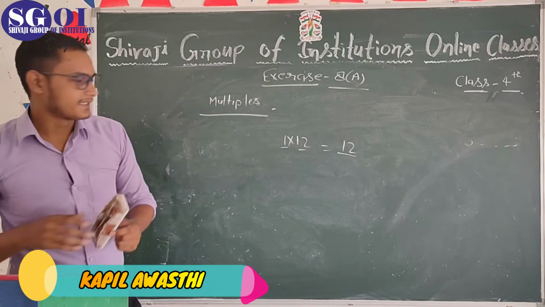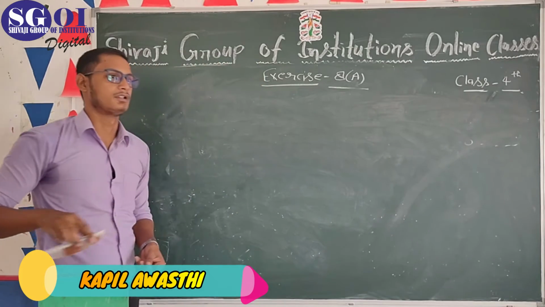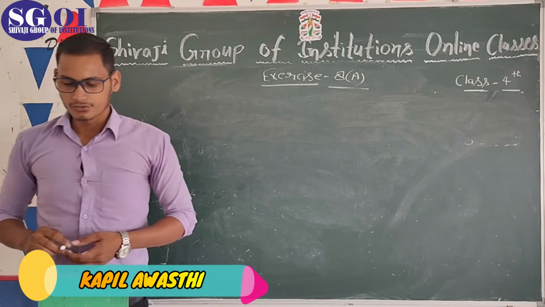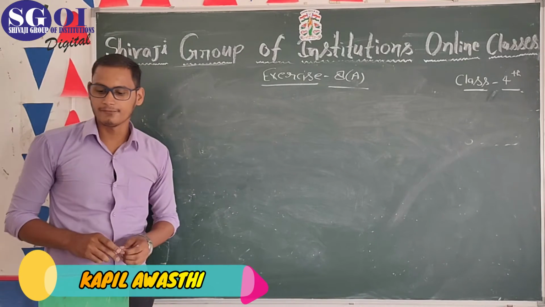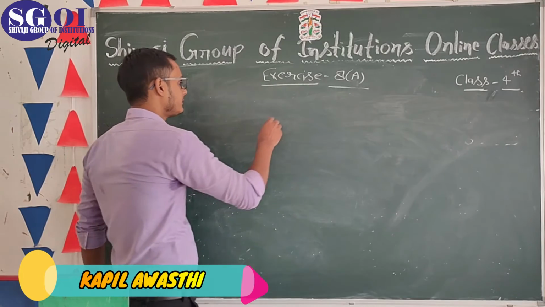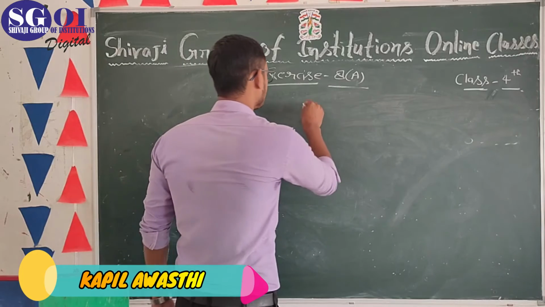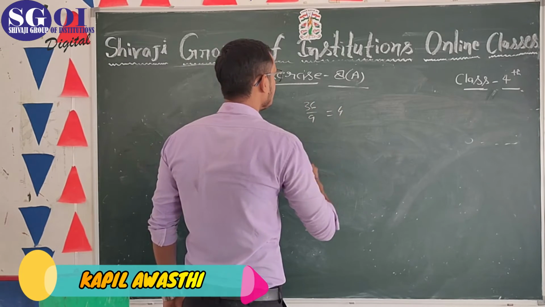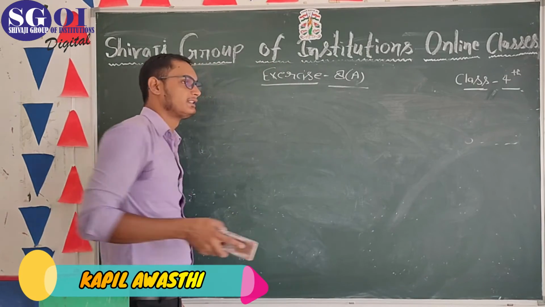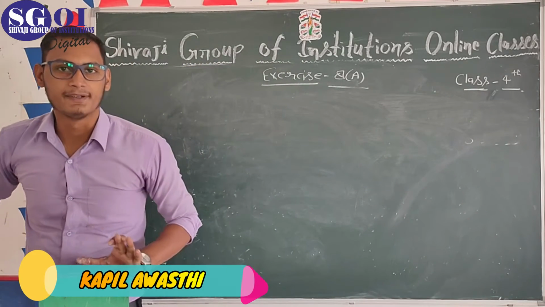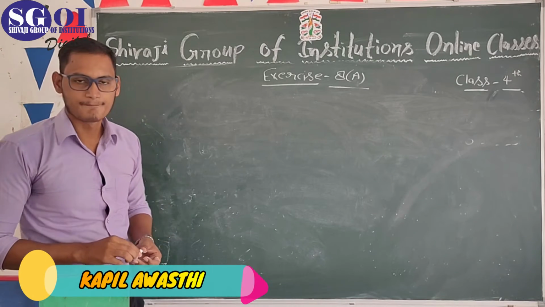So students, let's start our exercise 8A. Exercise 8A is based on multiples. Okay. So question number 1. 36 is a multiple of 9. Yes, 36 is a multiple of 9, because 36 is divided by 9. If a number is divided by another number, then we can say that it is a multiple of the given number. Understood?